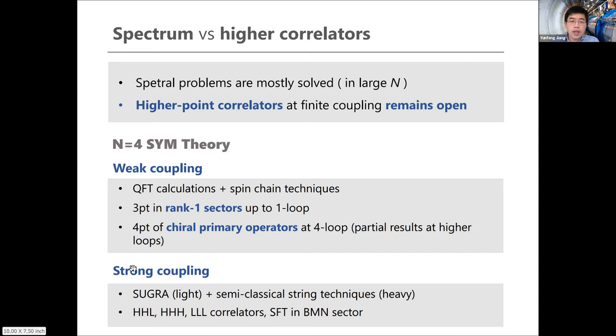Then moving to strong coupling, we know some results in various limits. So if the operator is light, it corresponds to supergravity modes. And if we have heavy operators, it typically corresponds to some semi-classical objects, like semi-classical strings. So then we can combine various technologies in string theory and supergravity. So we can compute, say, the heavy-heavy-light, the heavy-heavy-heavy, and the light-light-light correlation functions. And we also know some results in the BMN sector, where string theory becomes simple. And we can also use string field theory in this context.